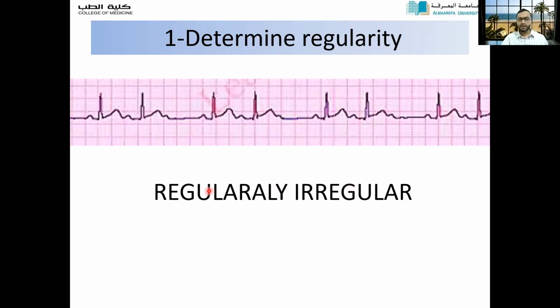Regularly irregular means there is some regularity in your irregularity. Here you can see the RR interval is short and then again long. Then again you will find an RR interval of 3 biggest squares. Then again it's long. Then again it's 3 biggest squares and again long. So you can see a pattern of irregularity is there. You can predict that one beat will be shorter, another one will be longer.